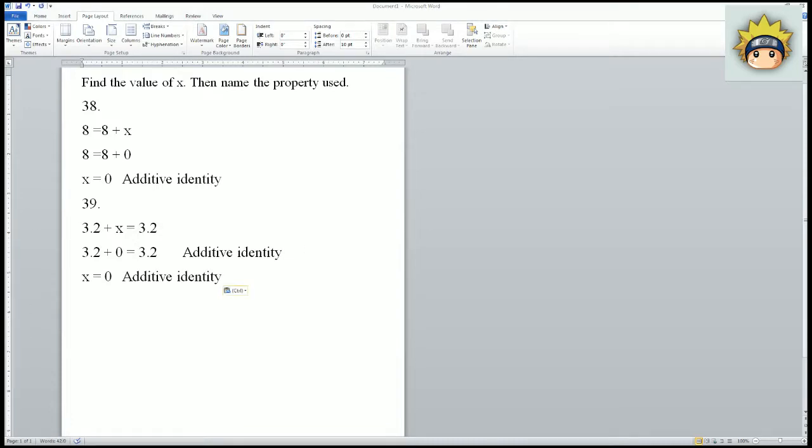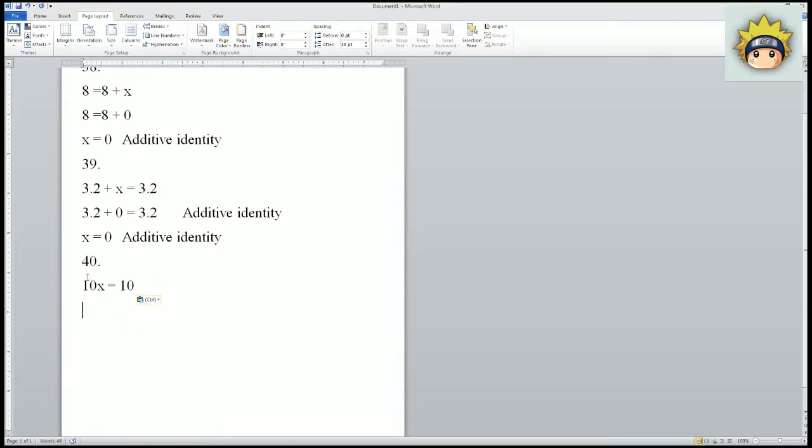Next, 40. 10x equals 10. I notice that this is multiplication. 10 times x equals 10, right? x is 1 here because 10 times 1 equals 10. Notice how this is 10 and it becomes 10 on the right-hand side, but this time we multiply, and it is the same thing on the left side as on the right side, so we call that the multiplicative identity. I put multiply here, but you could call it the multiplicative identity.